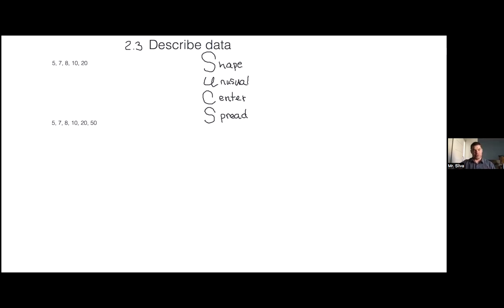So we're going to do all those things throughout chapter 2. Okay, so spread is more of 2.4. Finding the center, we're going to do now in 2.3. Unusual points, discuss 2.3, and the shape 2.3. Okay, so spread will really get in depth in 2.4 with standard deviation.